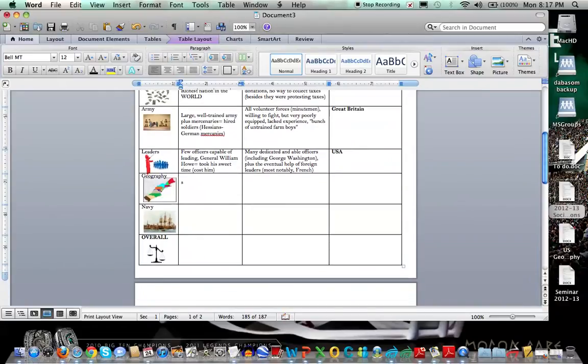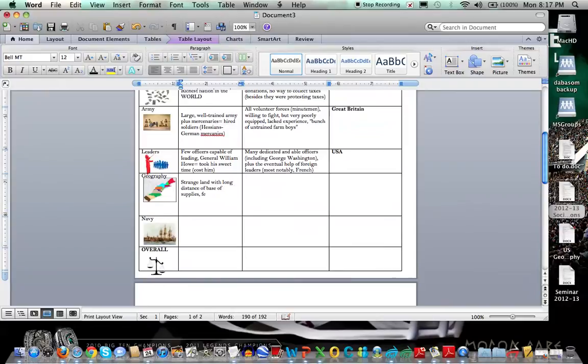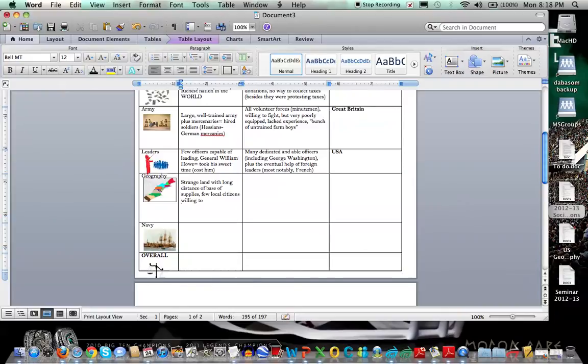Geography in terms of the British. You have to keep in mind this war was fought on U.S. soil. Therefore, it was a very strange land, for them anyway, with a long distance to their base of supplies. Remember, they're going to get all their supplies from Great Britain, and because of that, they're going to have to go a long ways if they need more. Also, few local citizens were willing to help.